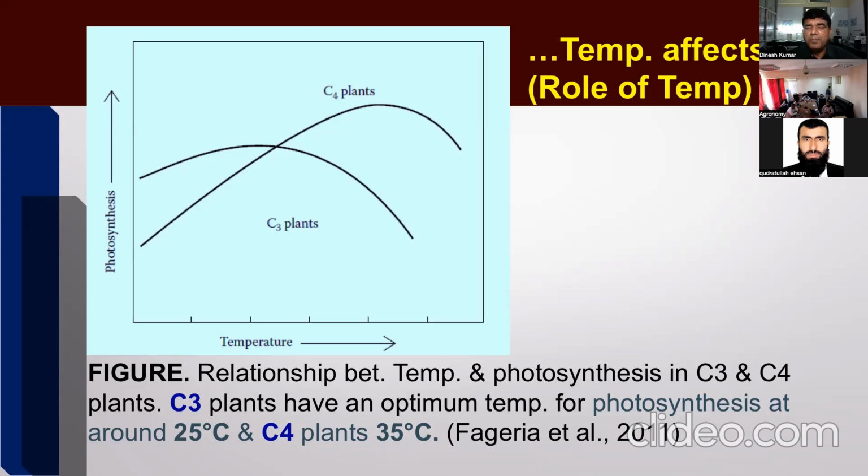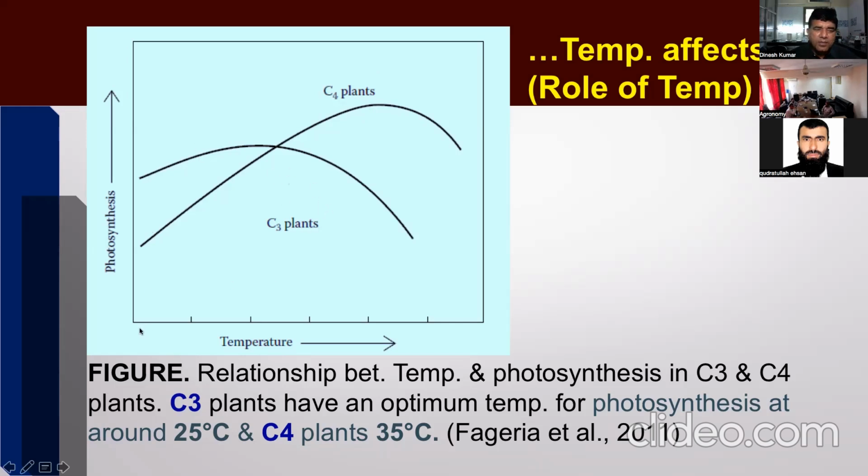Maize, sorghum, pearl millet, and sugarcane are C4 plants, and soybean, wheat, and rice are C3 plants. So you can see the temperature requirement of C4 plants is more than that of C3 plants.